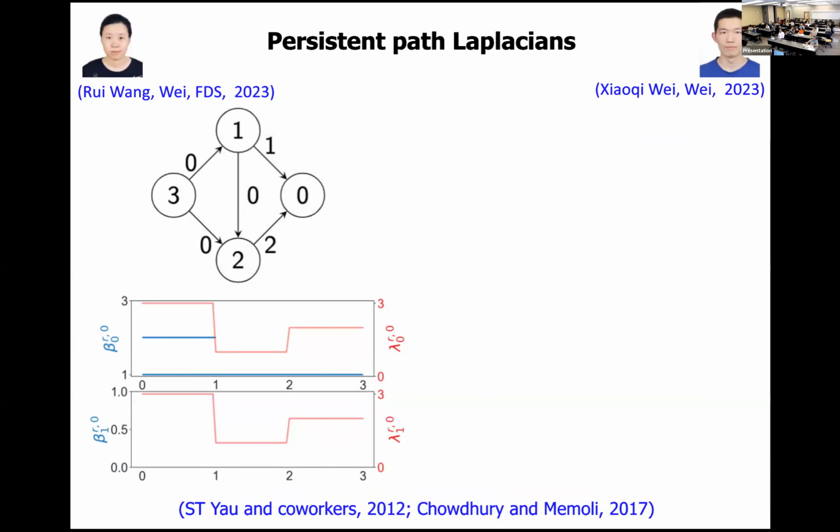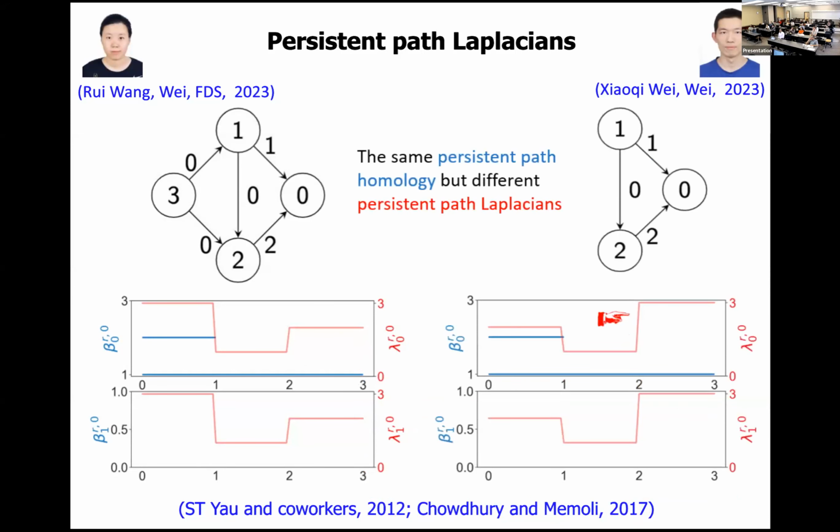And we also use something called a path Laplacian. So this is a part of the path Laplacian. You see, this is the so-called path Laplacian or path homology that people have been working on. And this is the other one, you see.